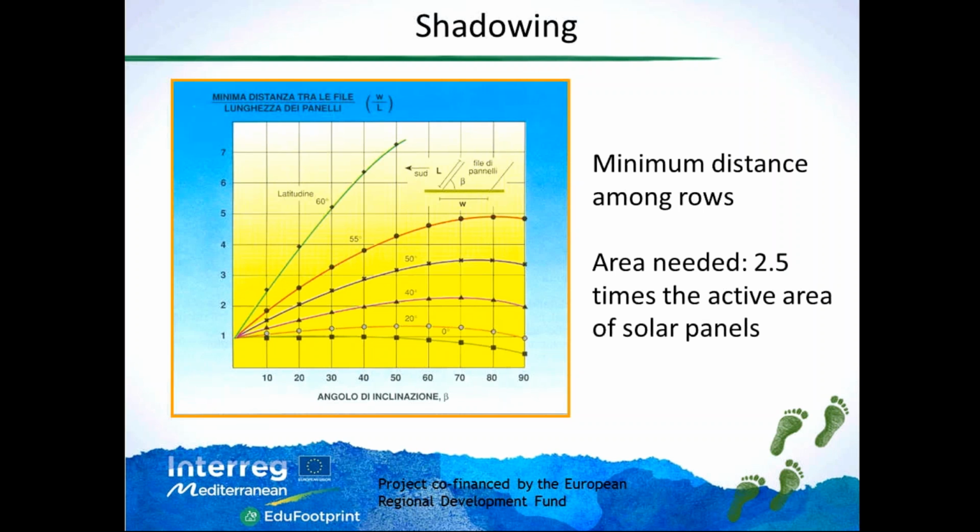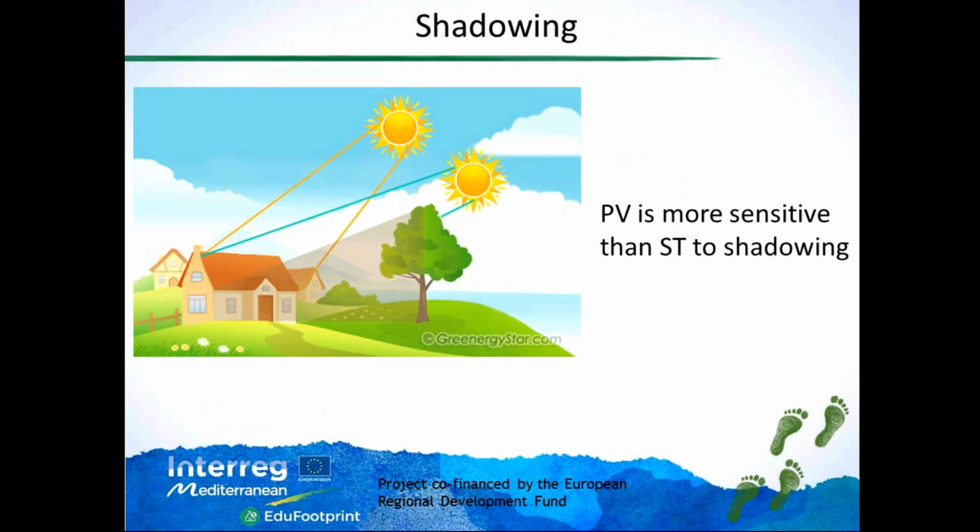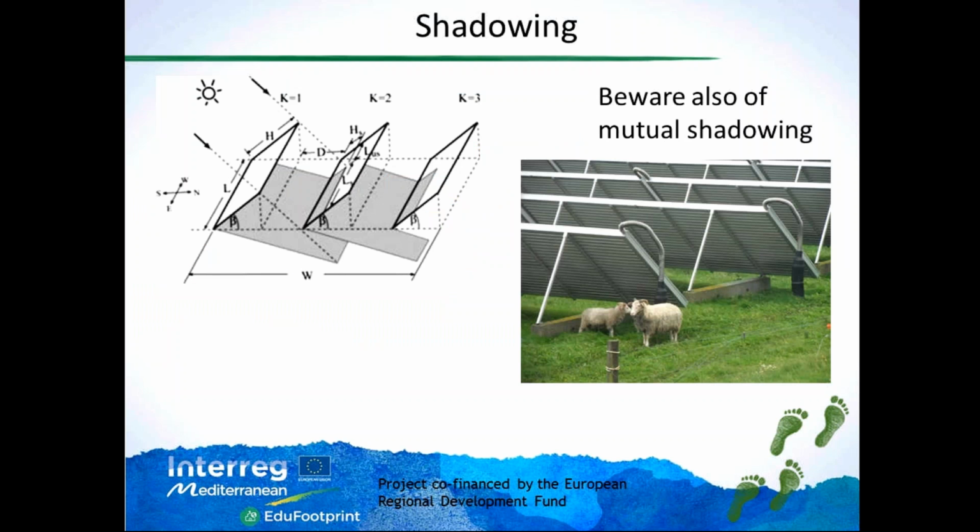So we can afford to install the collectors also in other positions in the building. We also saw that shadowing could be an issue, especially in an urban environment where you have a lot of buildings. And we also learned that for the photovoltaic technology, it's more important to have a careful assessment of the shadowing with respect to solar thermal.